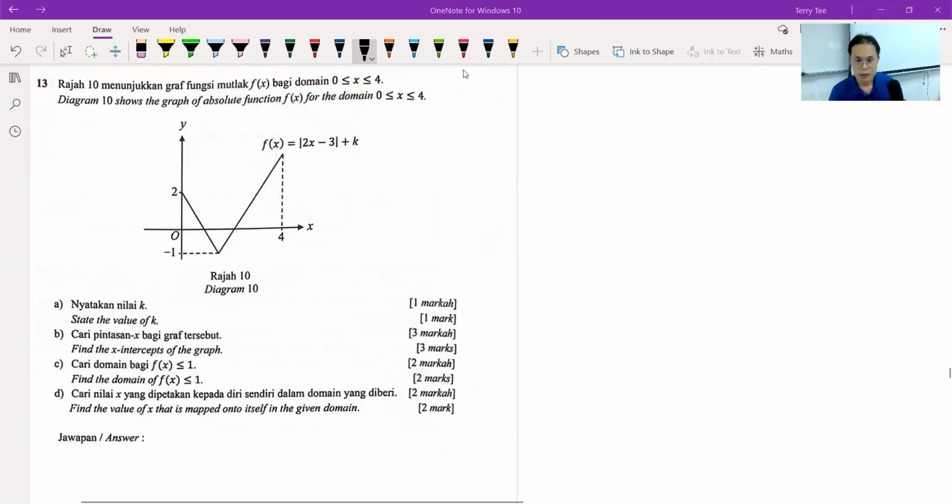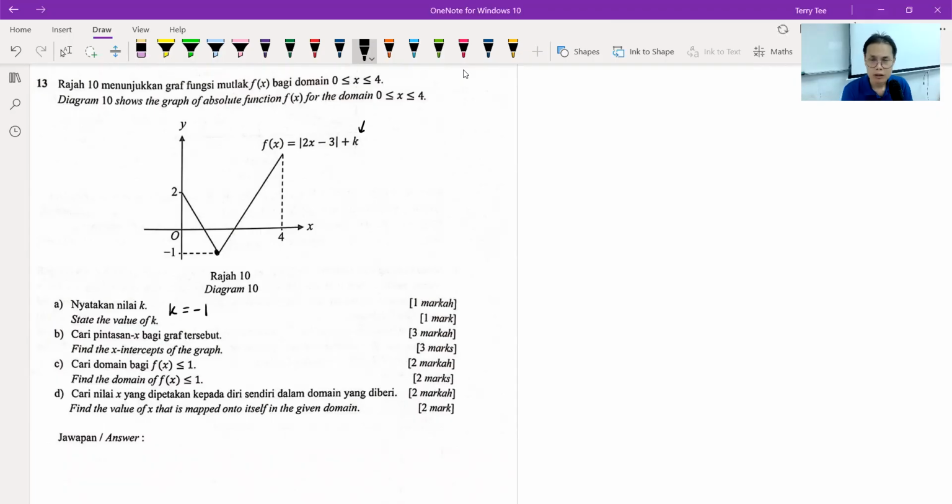Okay, question number 13. So here we have a graph that represents the absolute value function f(x) for the domain 0 to 4. State the value of k. Okay, you can see the lowest point in your graph is at -1. Remember, this k is actually -1, right? You can actually write it straight away. Let me write over here, k equals -1.